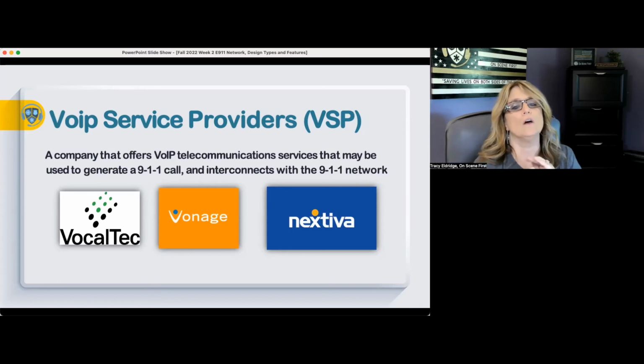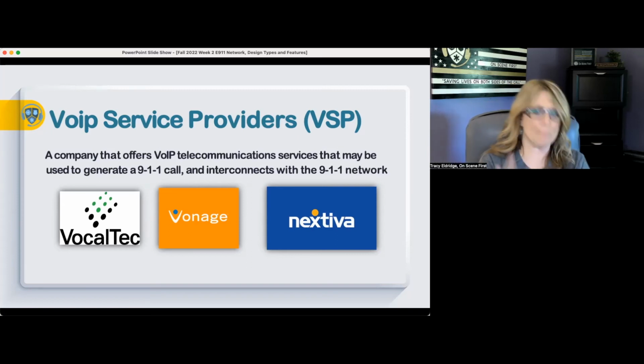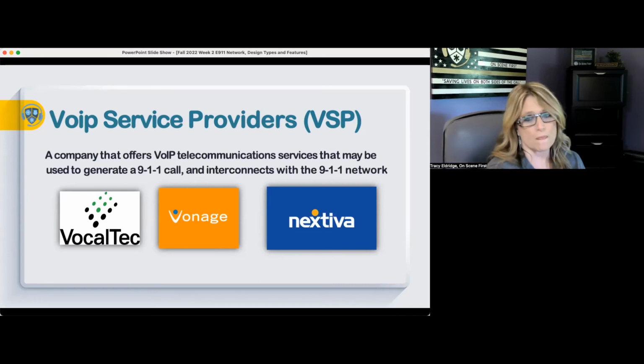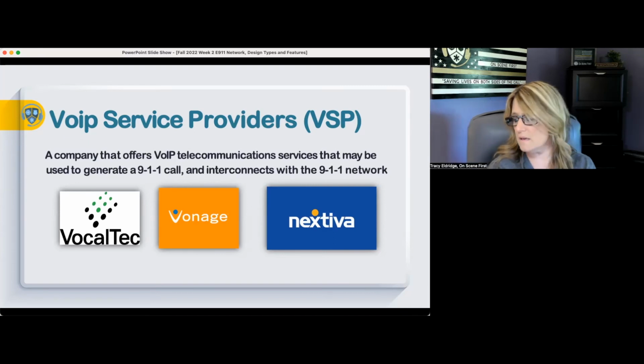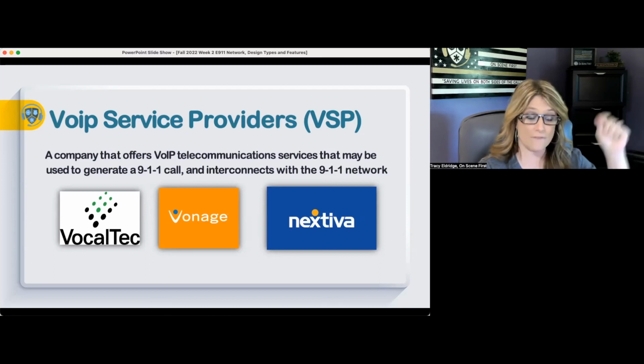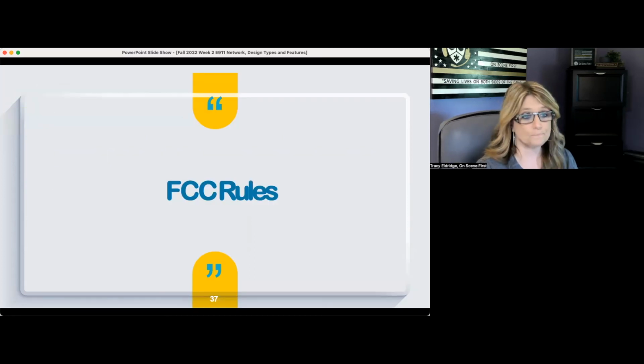Then you have internet-based phone systems, such as your local cable, where they're using DSL, which is an internet type phone system, but it's not exactly the same as voice over internet protocol. So there's not a whole lot of detail in the study guide about that, but I just wanted to share that sometimes there are two different types of internet-based phone systems.